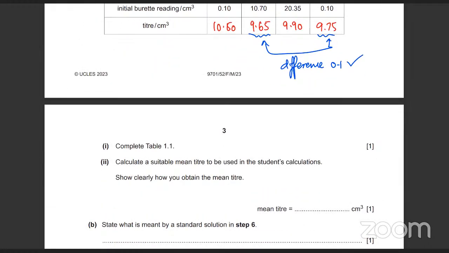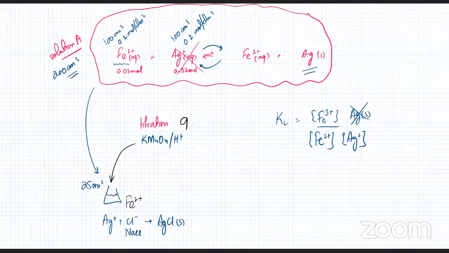Sir, the difference should not be more than 0.1. Yes. Okay. So take the average, 9.65 plus 9.75 divided by 2, and that will give you 9.70. So over here, what is the amount of KMnO4 that's being used? That's 9.70 cm cubed on average that's being used.